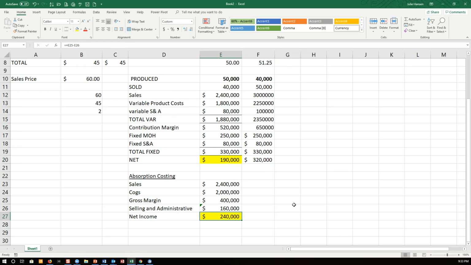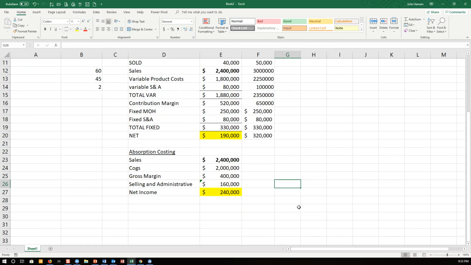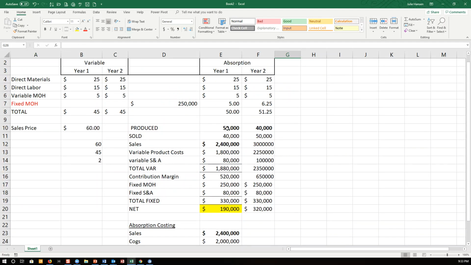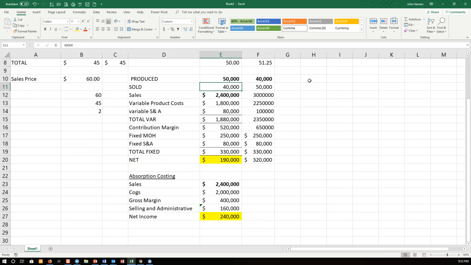So now we've got to put on our thinking hats and say, why are those different? I sold the same amount. You can see that sales were $2.4 million under both methods. So it was the way that we costed it. And why are those different? As you recall, we produced 50,000 the first year and sold 40,000. That leaves us 10,000. I'll write that over here, 10,000 in ending inventory.